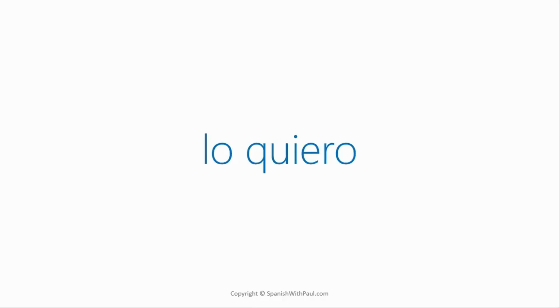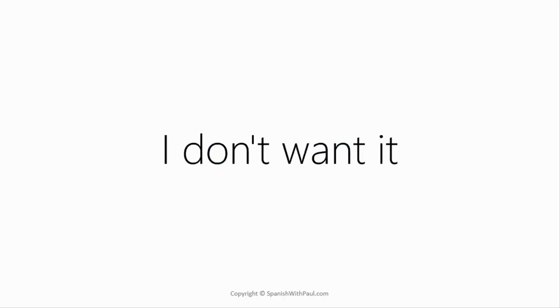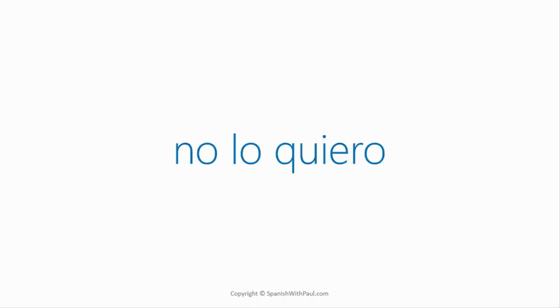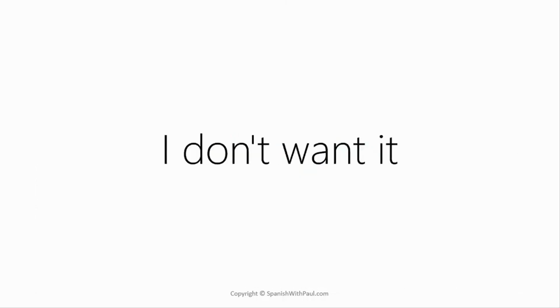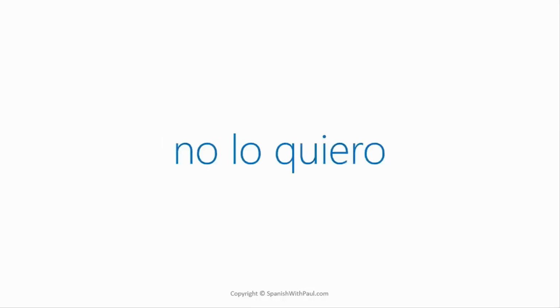To say I want it, we have to change the word order. That would be lo quiero. So in Spanish, they put the it way up front. It, I want. Lo quiero. Try to say it now for yourself. I want it. Lo quiero. To say I don't want it, it would be no lo quiero. So we have no, lo quiero. Say it now for yourself. I don't want it. No lo quiero.